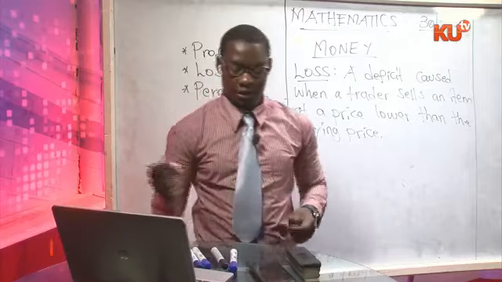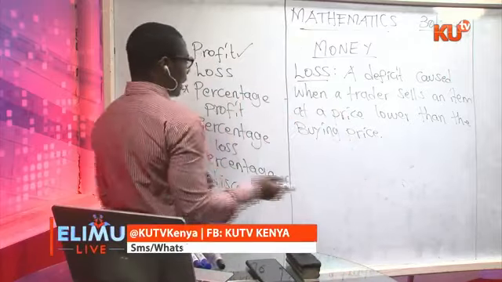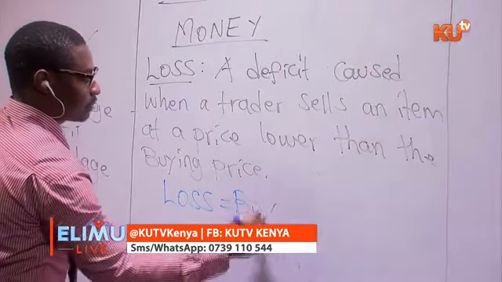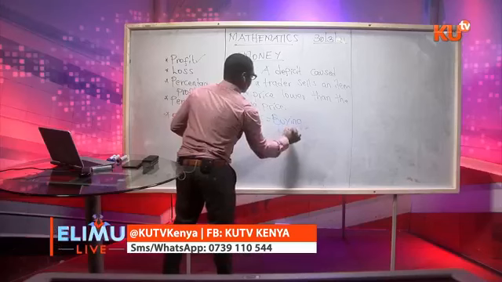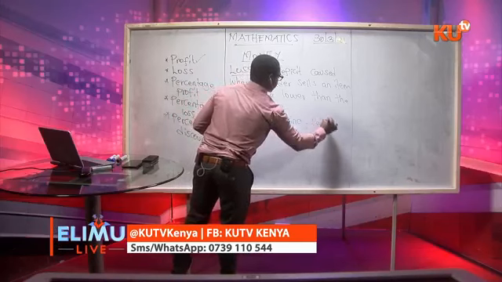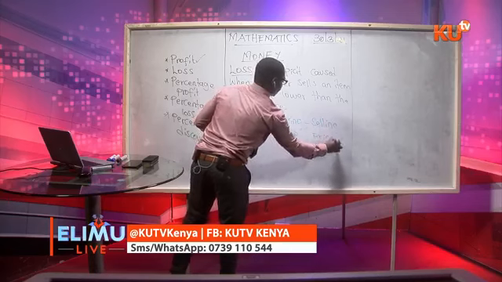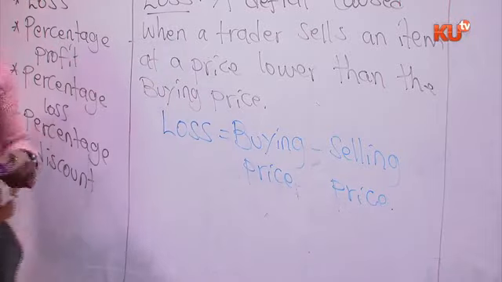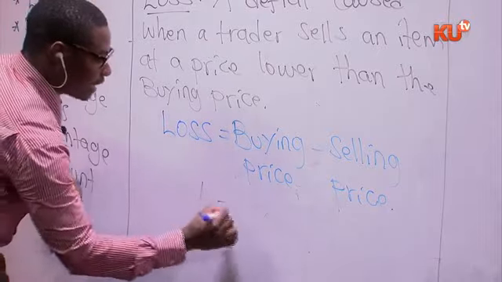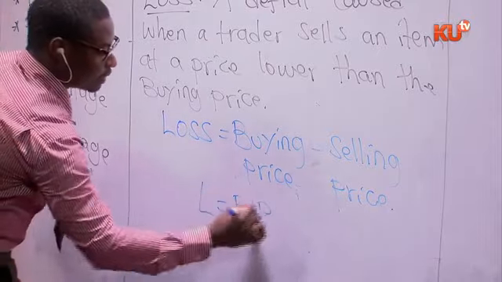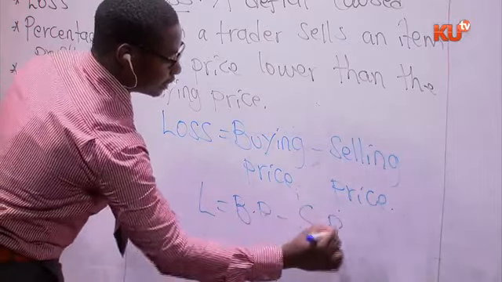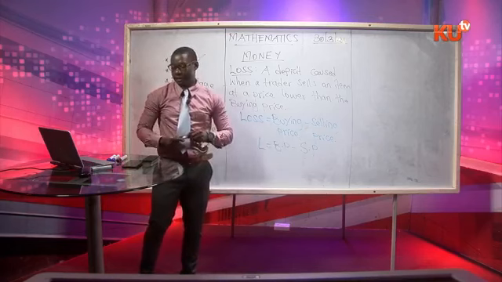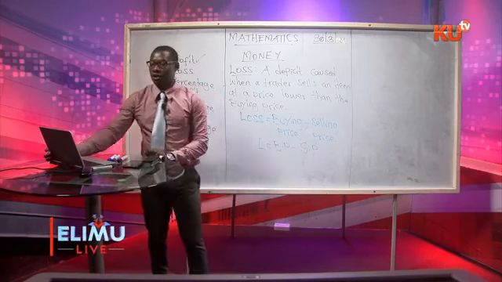So let's see how loss is calculated. The formula for finding loss is buying price minus selling price. So it's the opposite of profit. If we use initials, loss will be L, buying price will be BP, and selling price will be SP. So loss equals buying price minus selling price. That is how we calculate the loss of an item.